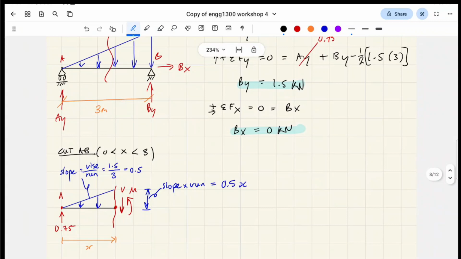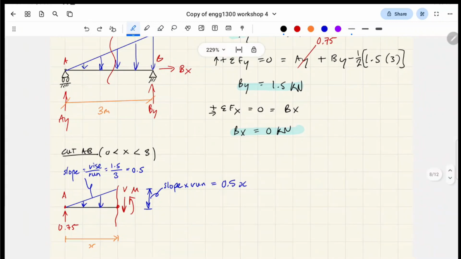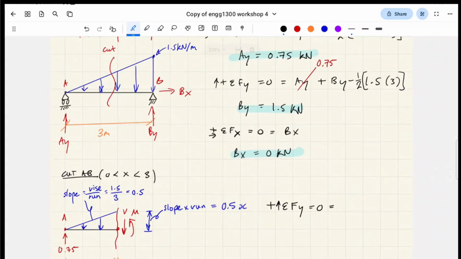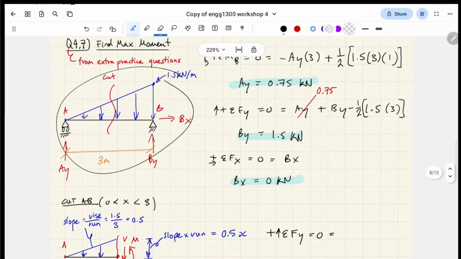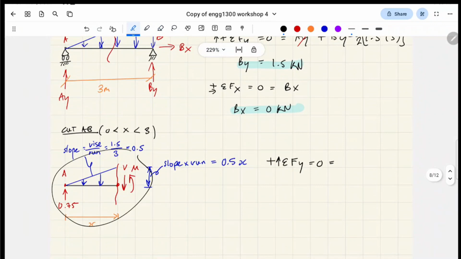Now we're going to derive a function for V and M, because V and M are what we're actually interested in. We're interested in the internal forces, including the shear force and the internal moment of this beam, and we want to derive an expression for them. I'm going to do V first because V is easier to explain. The sum of the forces in the y direction is equal to 0. We're familiar with this, except we're not taking the sum of the forces in the vertical direction for the entire beam anymore. We're only taking it about this free body diagram cut.